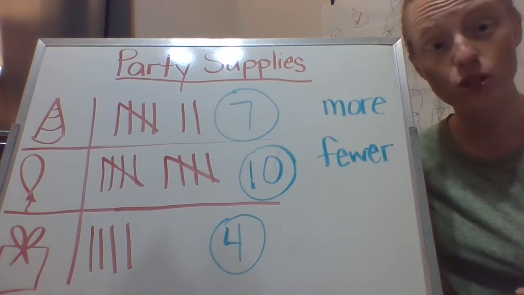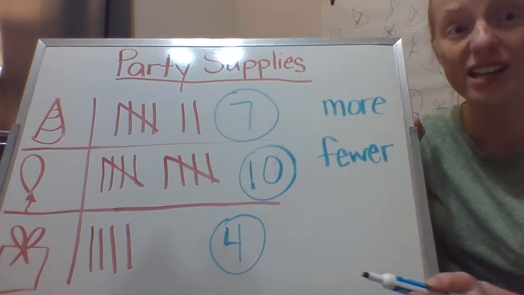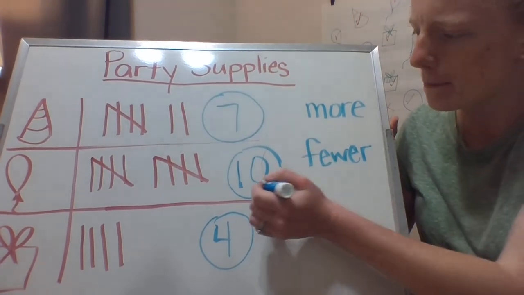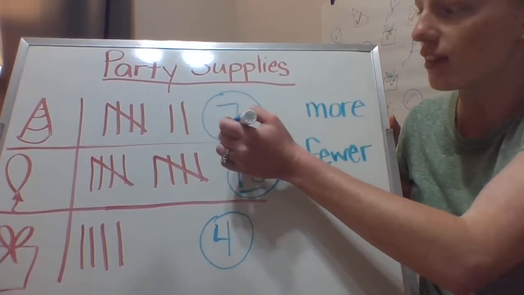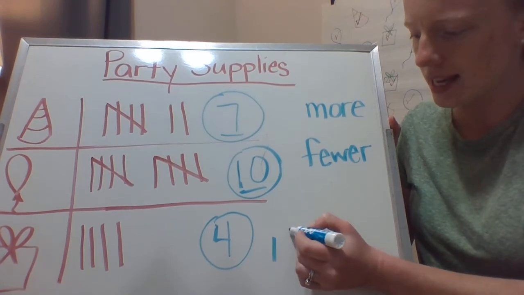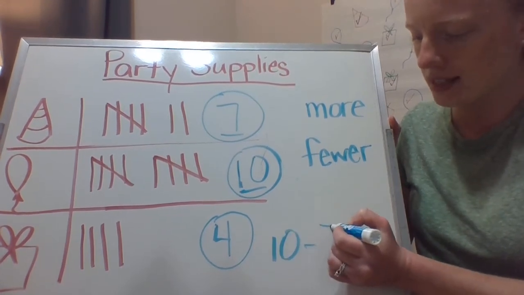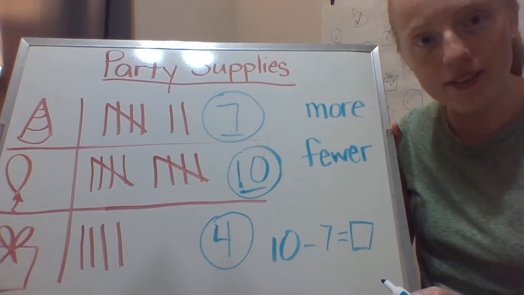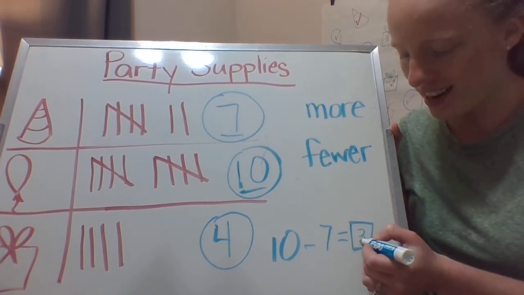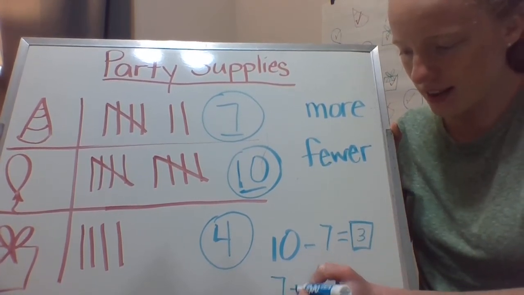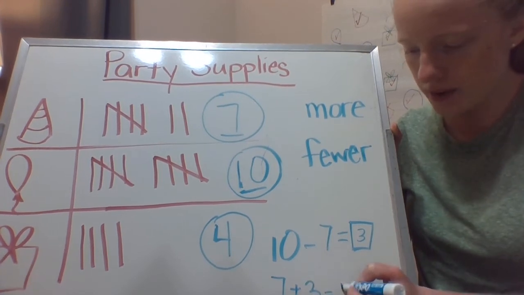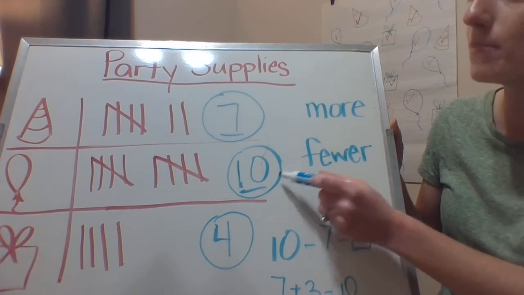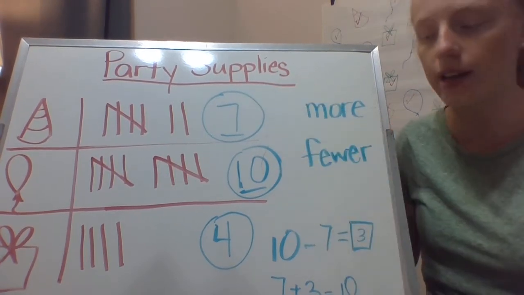Well, if I'm comparing two groups and I know how many are in each group, I could just subtract, right? So how many more balloons do I have than party hats? I could just say 10 minus 7 equals blank. What is 10 minus 7? 3. Good job. Because I know that 7 plus 3 equals 10. So that means I saw 3 more balloons than party hats.